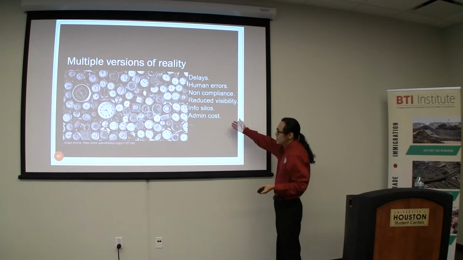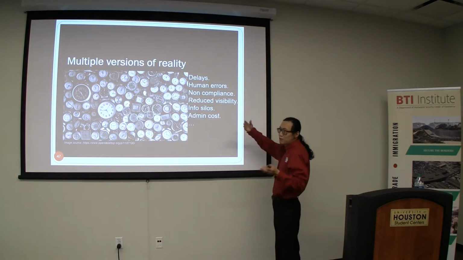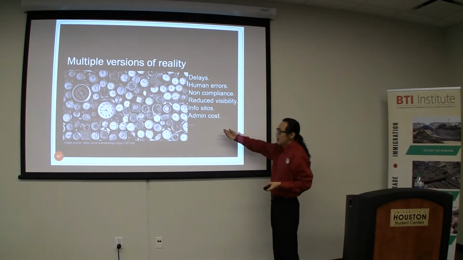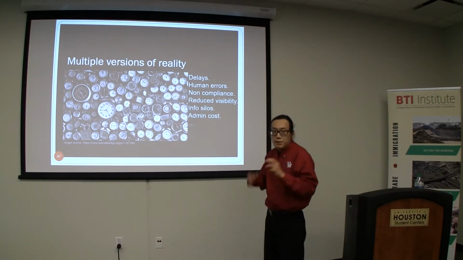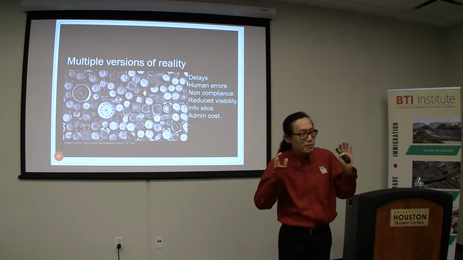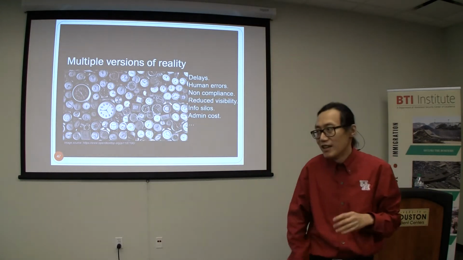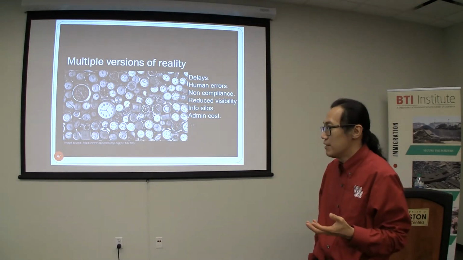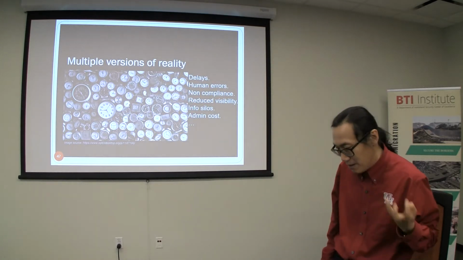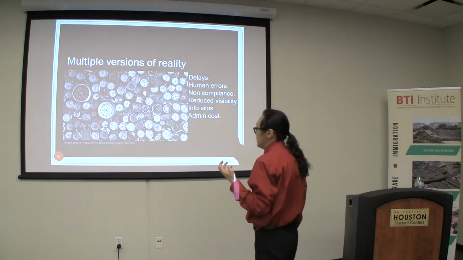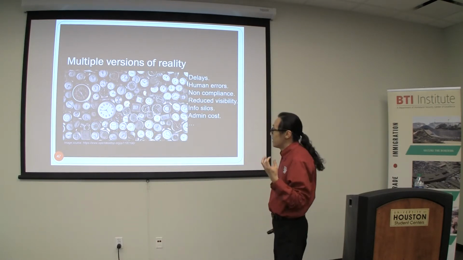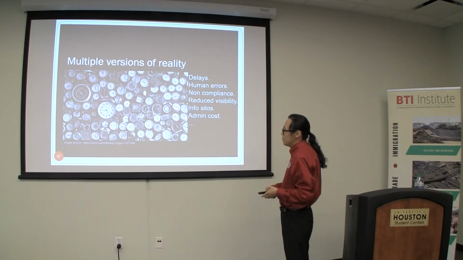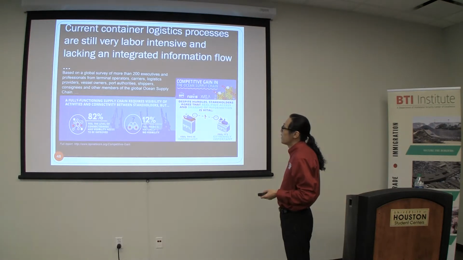Reduce visibility, and then a lot of those silos of information, the data, as well as administration cost. So people say, okay, we know this problem. It's not new to us, so how do we solve this? And then perhaps blockchain is a technology that can actually be applied. Try to see if it can help to address this.